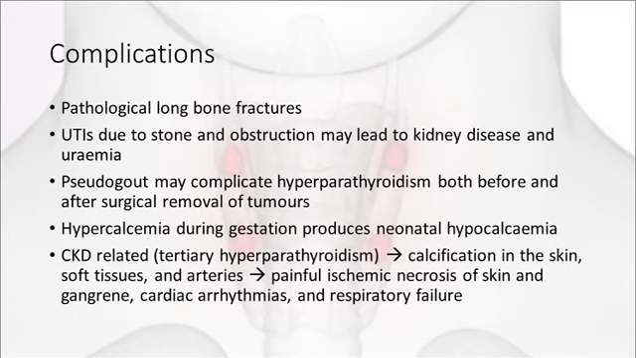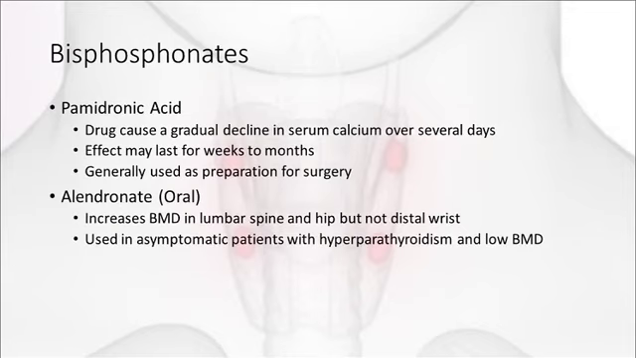Chronic kidney disease related tertiary hyperparathyroidism leads to calcification of the skin, and this is where your parathyroid gland becomes autonomous itself and releases larger and larger amounts of parathyroid hormone. You can cause calcification of the skin, soft tissue, and arteries, and that can lead to painful ischemic necrosis of the skin, which can eventually lead to gangrene. That increase in calcium levels can lead to cardiac arrhythmias and respiratory failure as well.